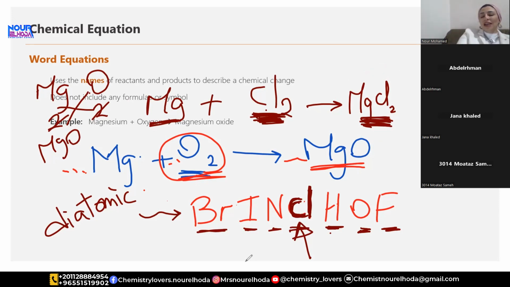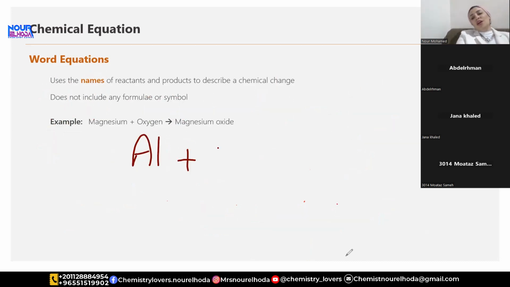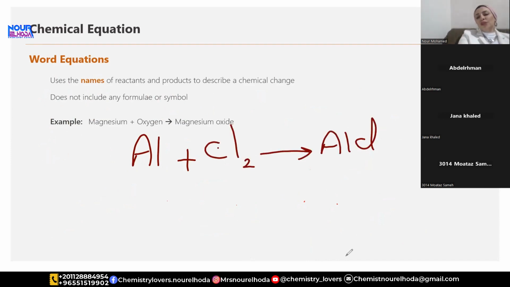You got my point? Aluminium chloride, if I want to write aluminium chloride, it is going to be AlCl3. It's not 2. You need to check the class from the beginning. You got the point? Yes, why? Because aluminium is in group 3, sorry, because of the criss-cross.